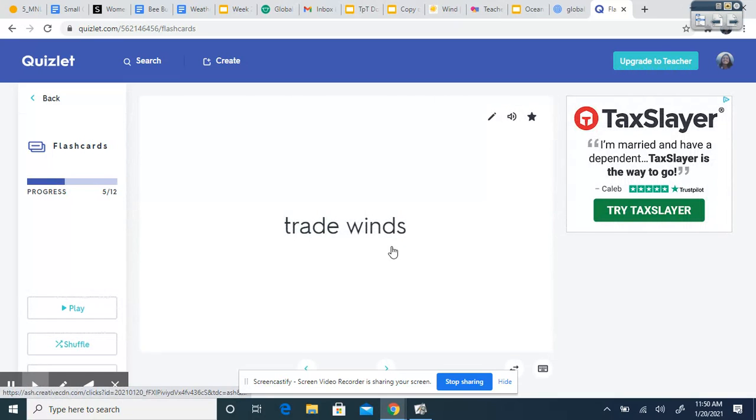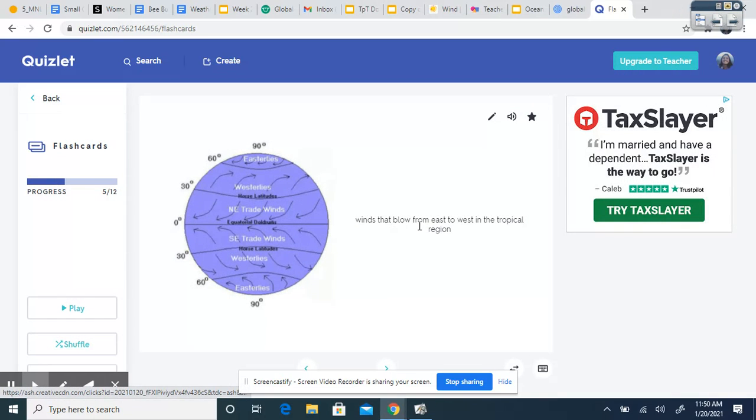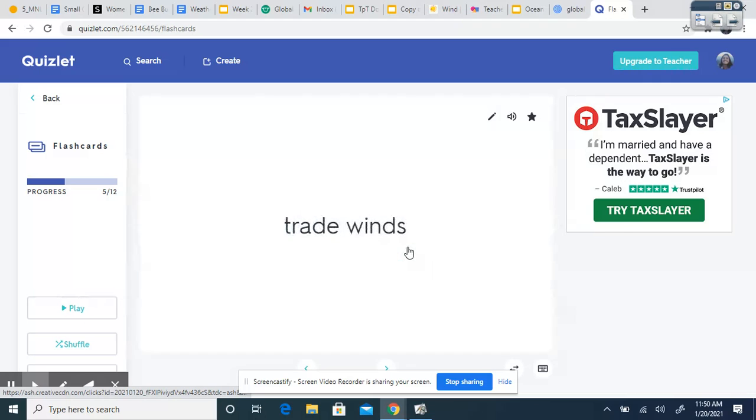Next, we have trade winds. So these are winds that blow from east to west. So we also just call these easterlies. These on top are polar easterlies. I know they don't have that polar written here, but trade winds are also known as easterlies, and these are winds that blow from east to west in the tropical region. So the tropical region is those areas right next to the equator. So that would be trade winds.